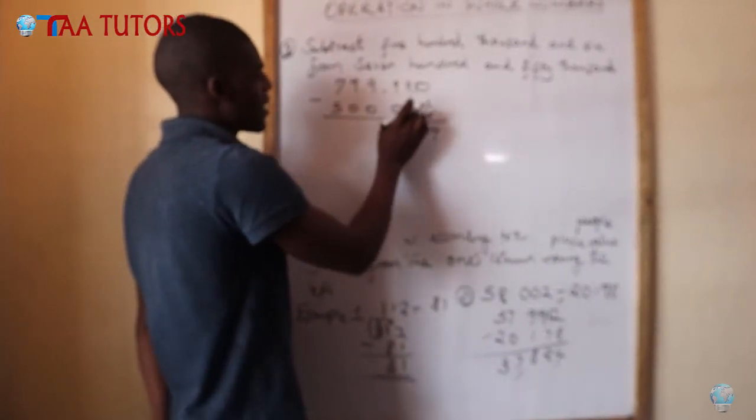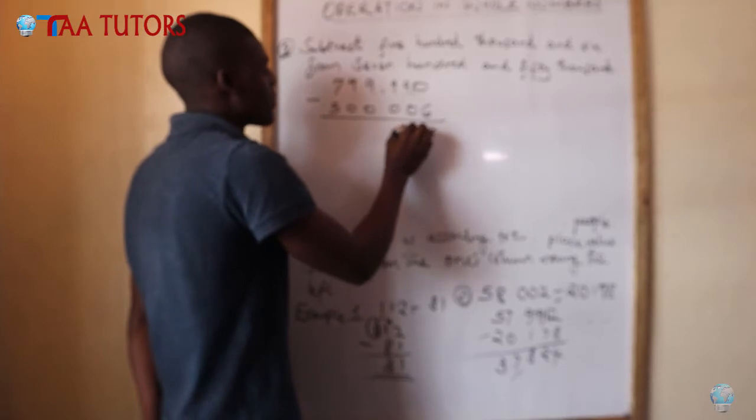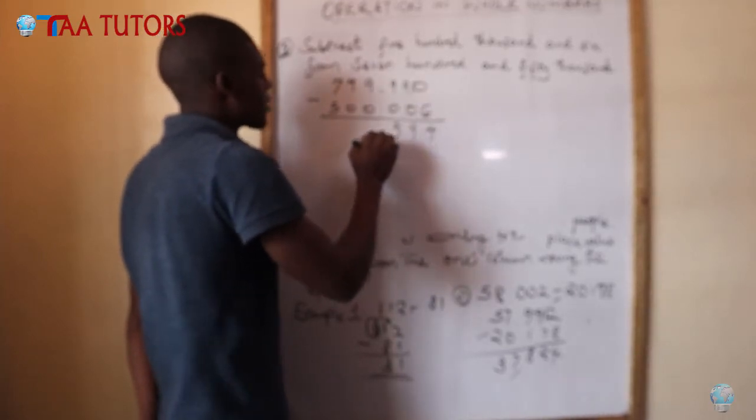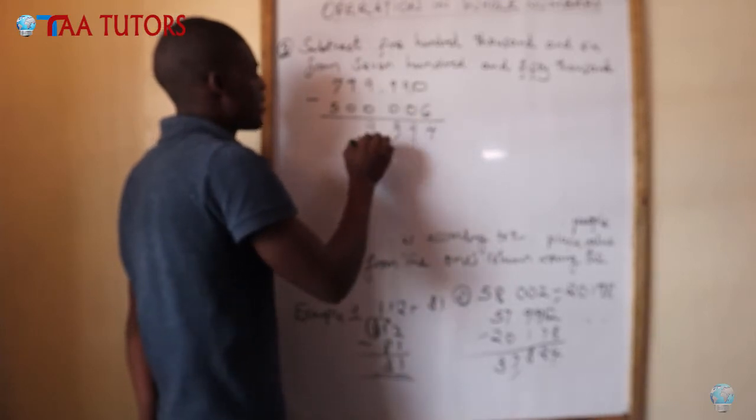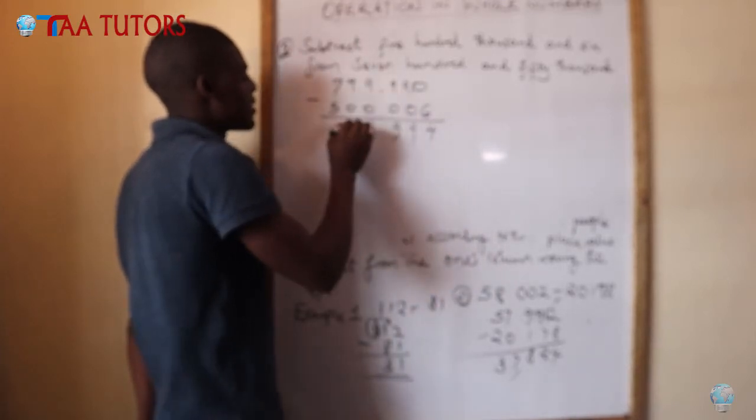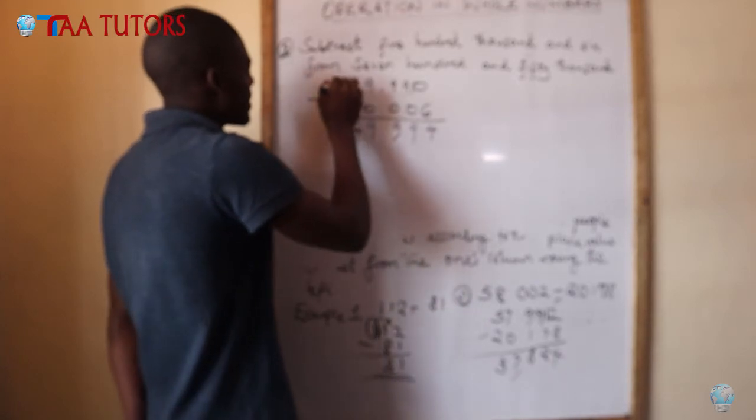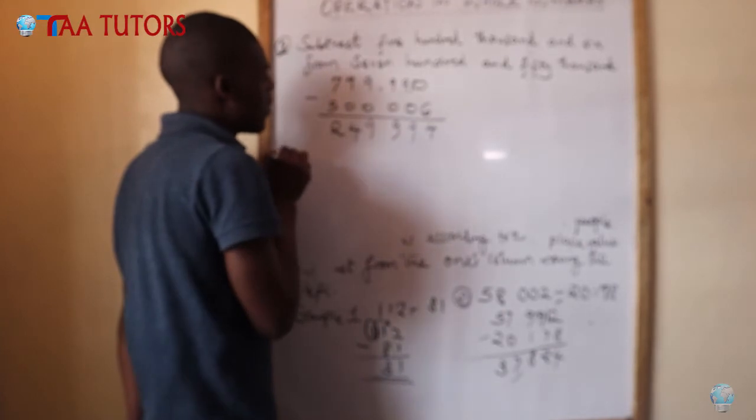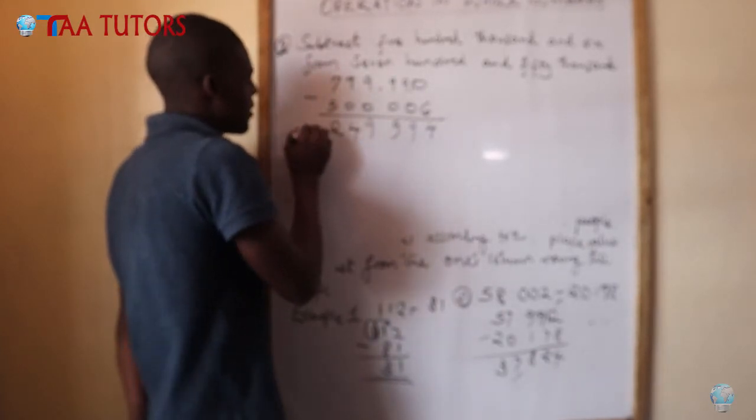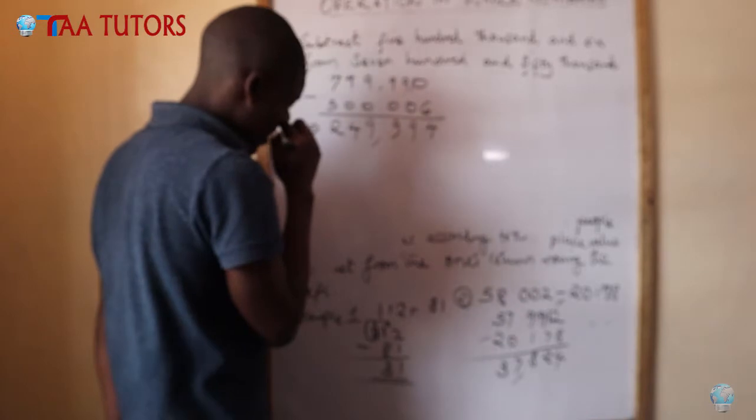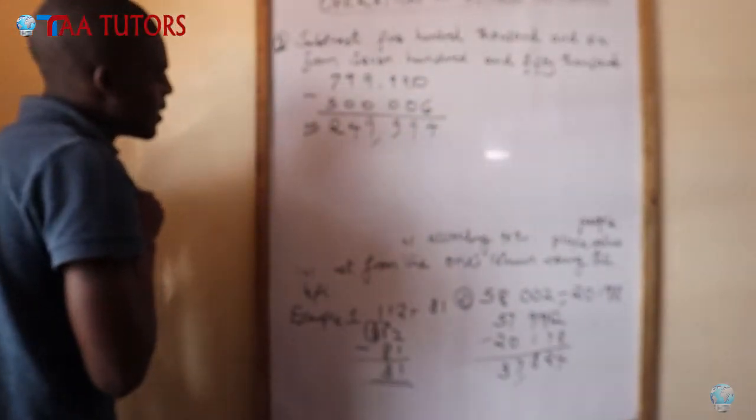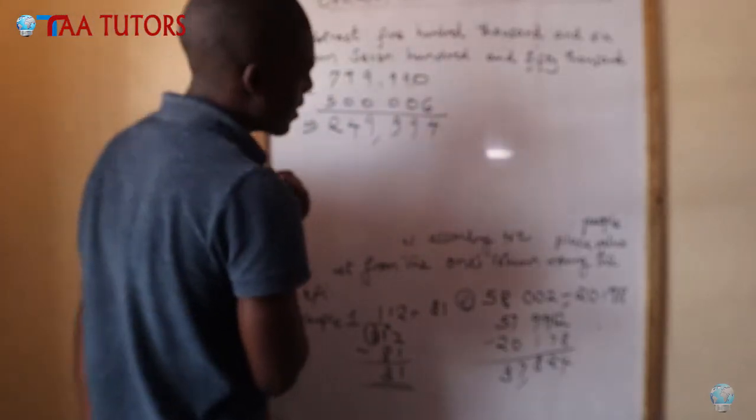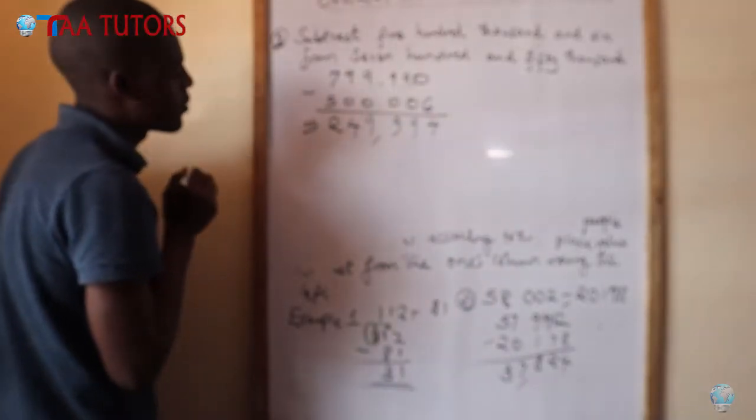We will have 9 minus 0, we have 9. Again, 9 minus 0, we will still have 9. 9 minus 0 here is 9. 4 minus 0 is 4. And 7 minus 5, that gives us 2. Now our answer after subtraction is 249,994. I think that is enough for subtraction because it is a simple one.